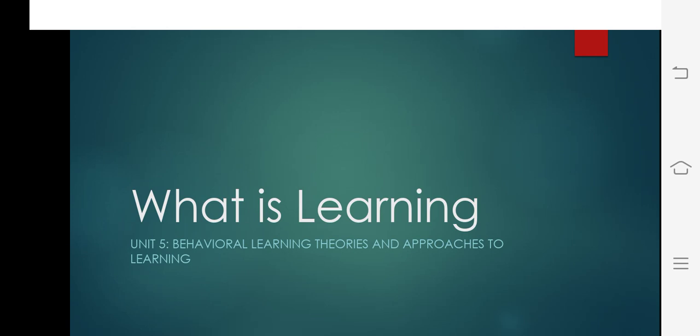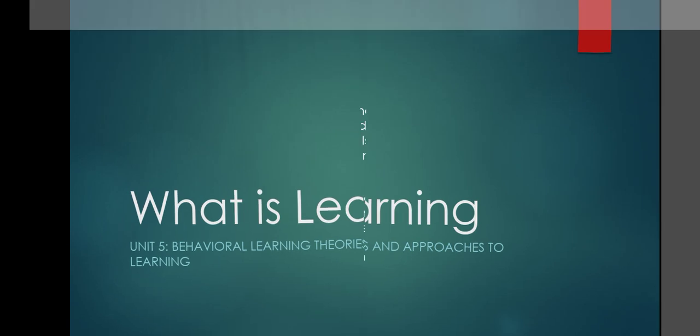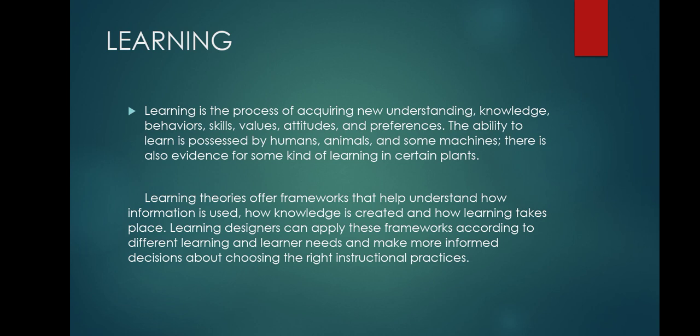So first, let's discuss what is learning. Learning is the process of acquiring new understanding, knowledge, behavior, skills, values, attitudes, and preferences. The ability to learn is possessed by humans, animals, and some machines. There is also evidence for some kind of learning in certain plants.